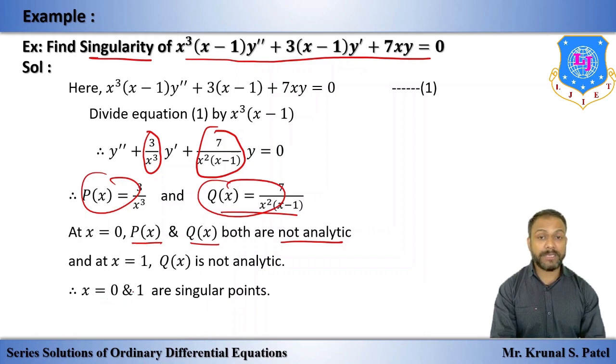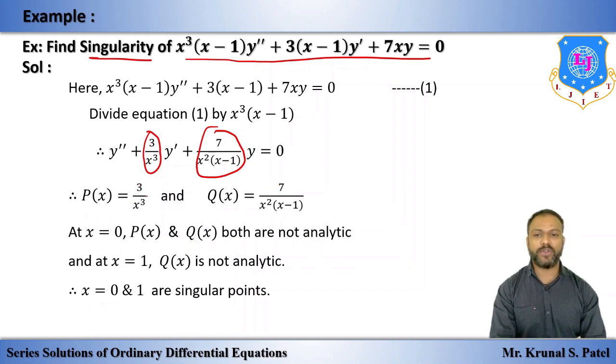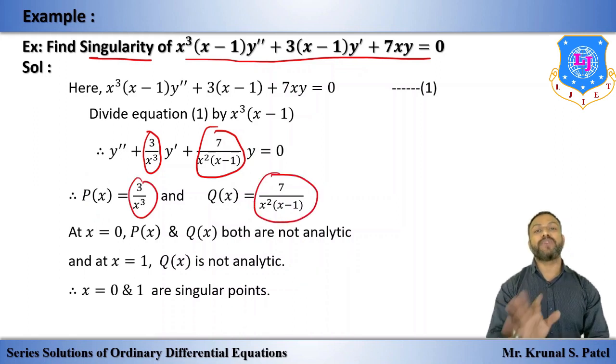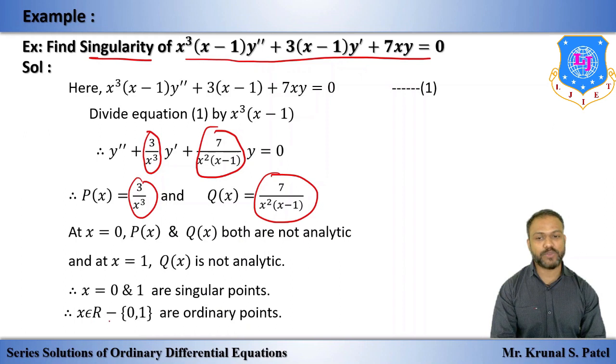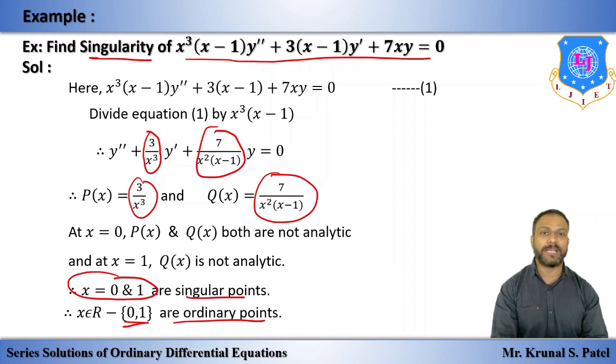These are the singular points. Other than 0 and 1 there is no singular point, because for any other value of x, P of x and Q of x never become infinite. So all the rest of the points, x belongs to R other than 0 and 1, become ordinary points. We have so many ordinary points but limited singular points. Now we will classify x is equal to 0 and 1 into regular singular point or irregular singular point.